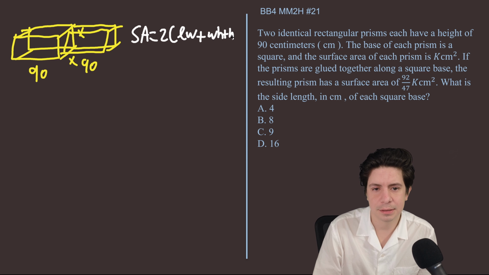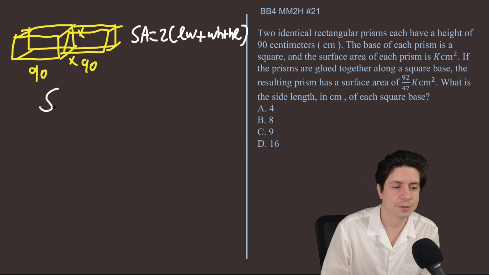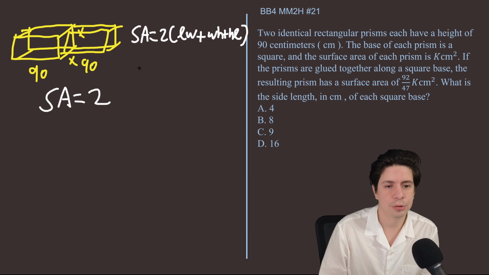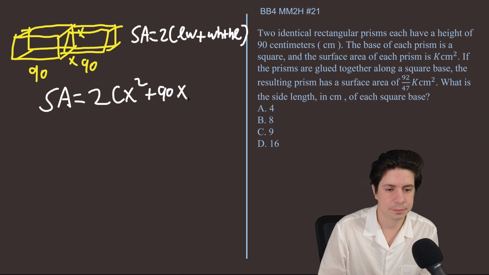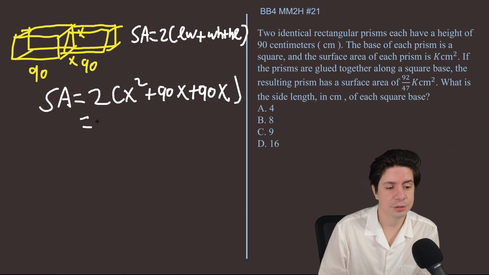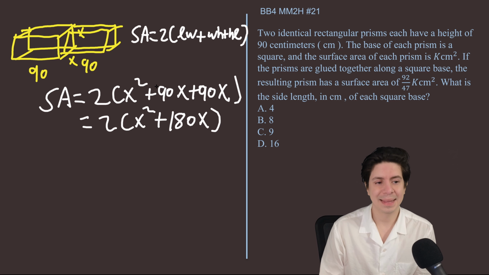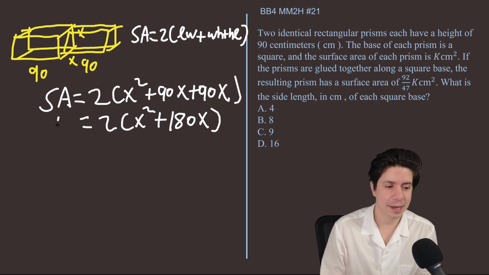plus height times length. So in this case, we would have surface area equals 2, the length and the width are the same, so it's x squared, plus 90x plus 90x, and that's going to be 2 parentheses x squared plus 180x. That's for one prism, and that's going to be k.